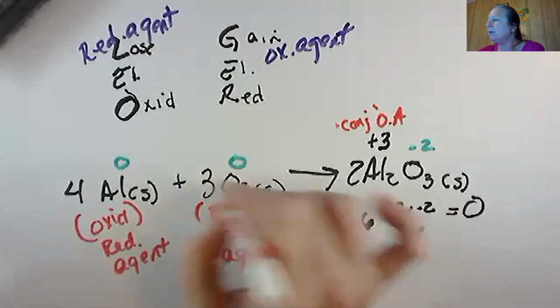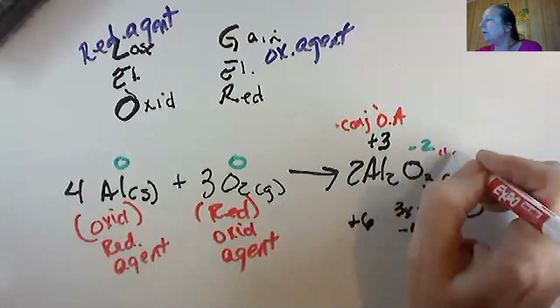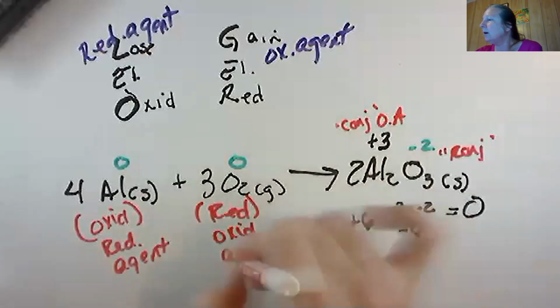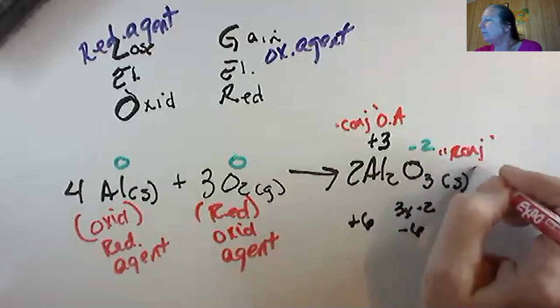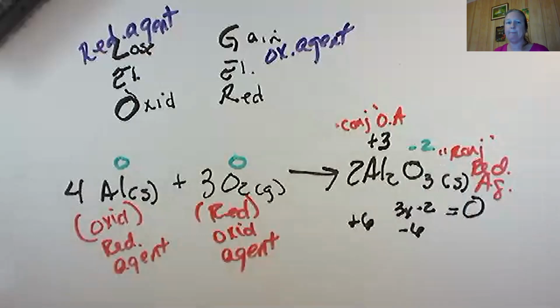And if the oxygen is my oxidizing agent, then the oxygen on my product side is the conjugate opposite of oxidation, reducing agent. Okay? So all you have to do is figure out one, and you can fill out everything else. Okay, the last one.